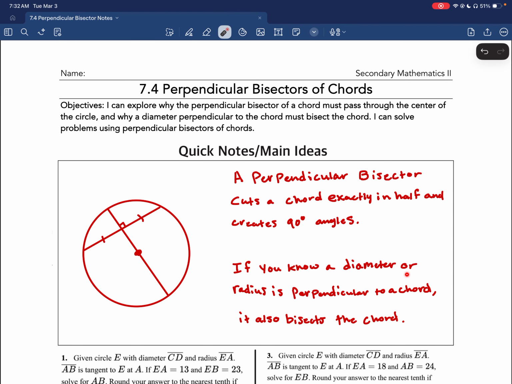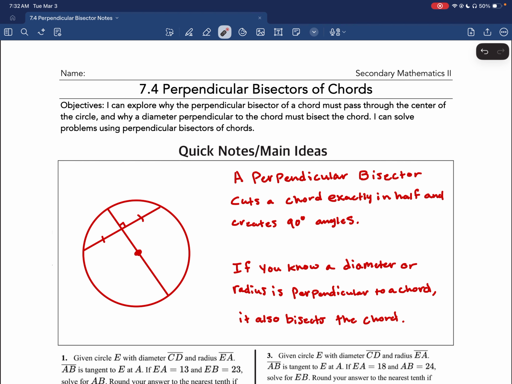It says if you know that a diameter or a radius is perpendicular to a chord, so if you know that there's a 90-degree angle between the diameter and the chord, then that means that these have to be equal to each other. Now that's true for diameters or radius, or radii, I guess, okay? So if you see that 90-degree angle, then you know these two are equal to each other, okay?